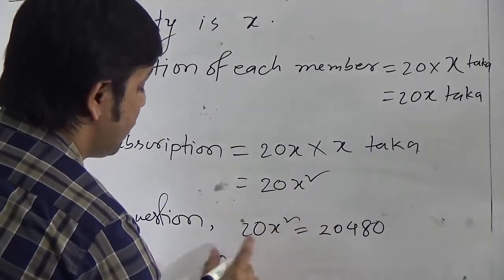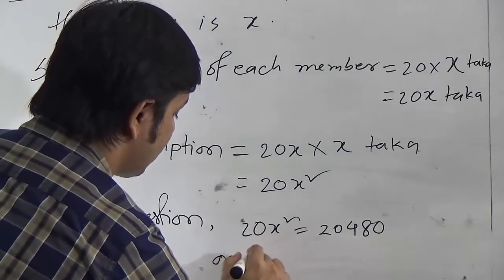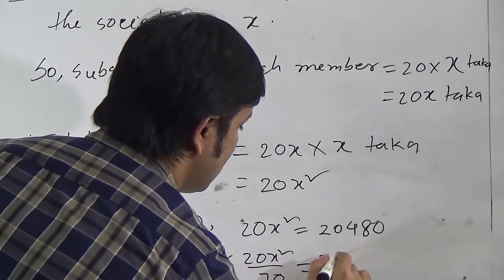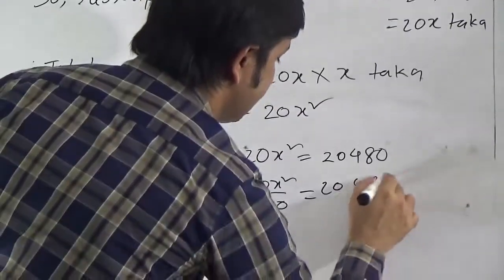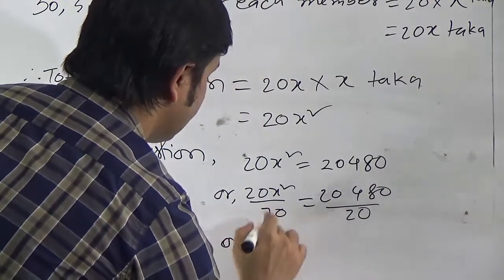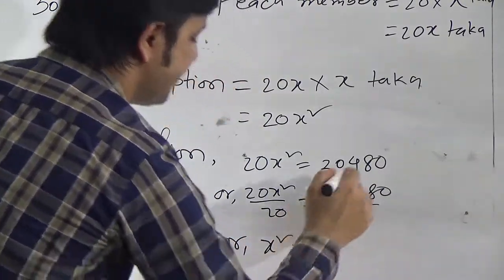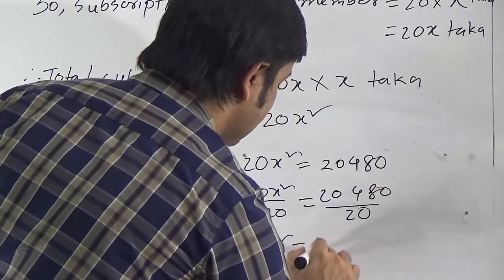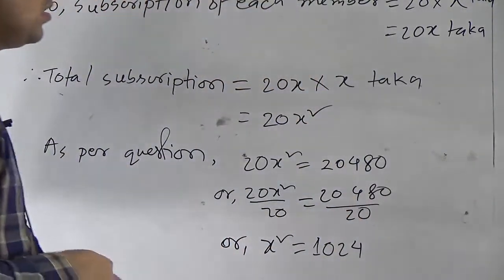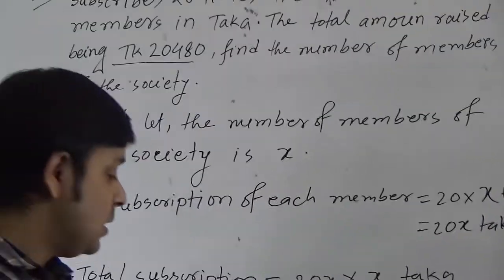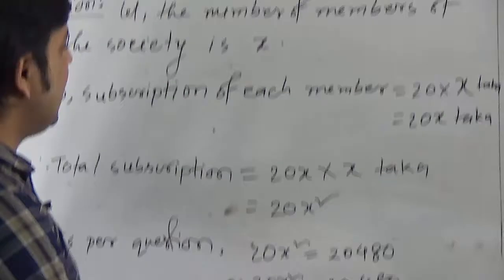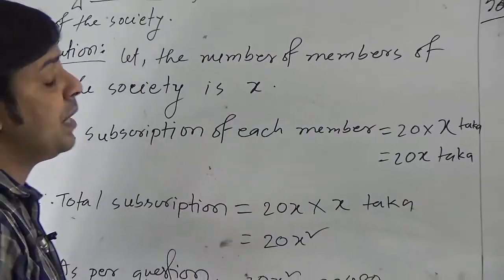So, at first we have to remove 20, so we have to divide both sides by 20, 20x square by 20. It means that 20,480 divided by 20. If you divide, you will get only x square on the left side, and on the right side you will get 1024. Now we have to find the value of x, as x is the number of members in the society.